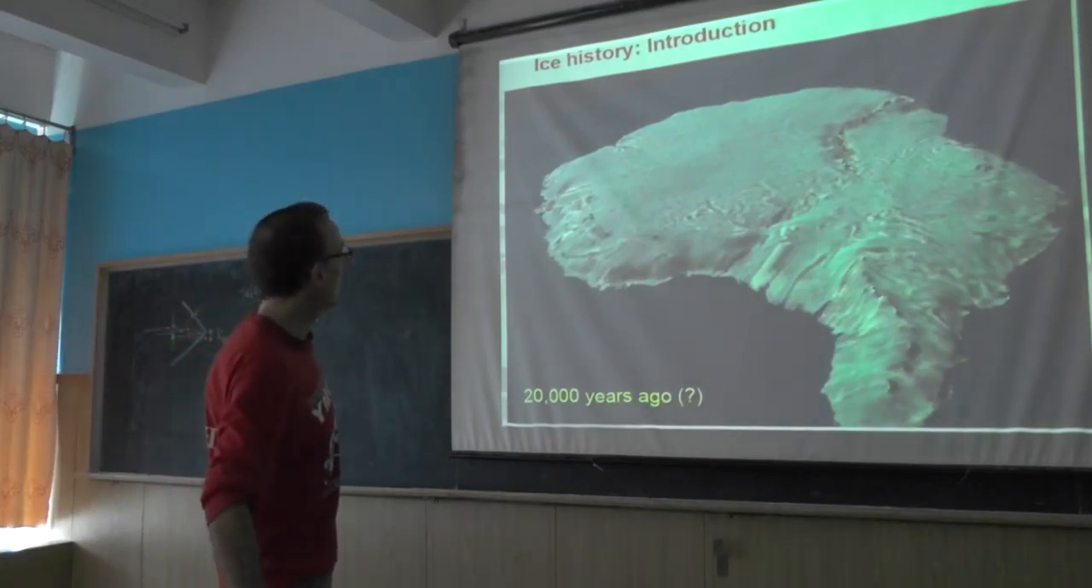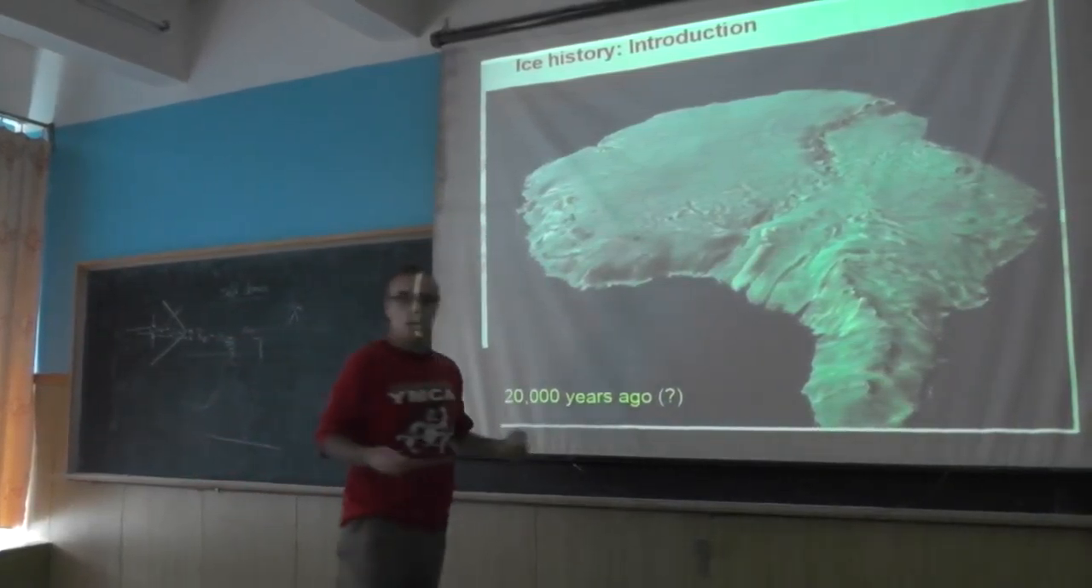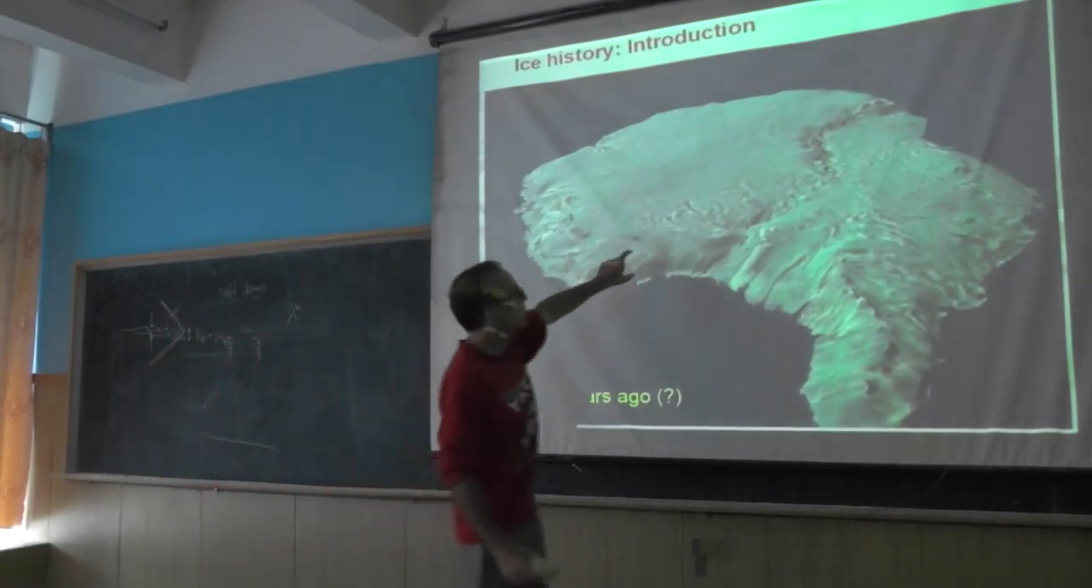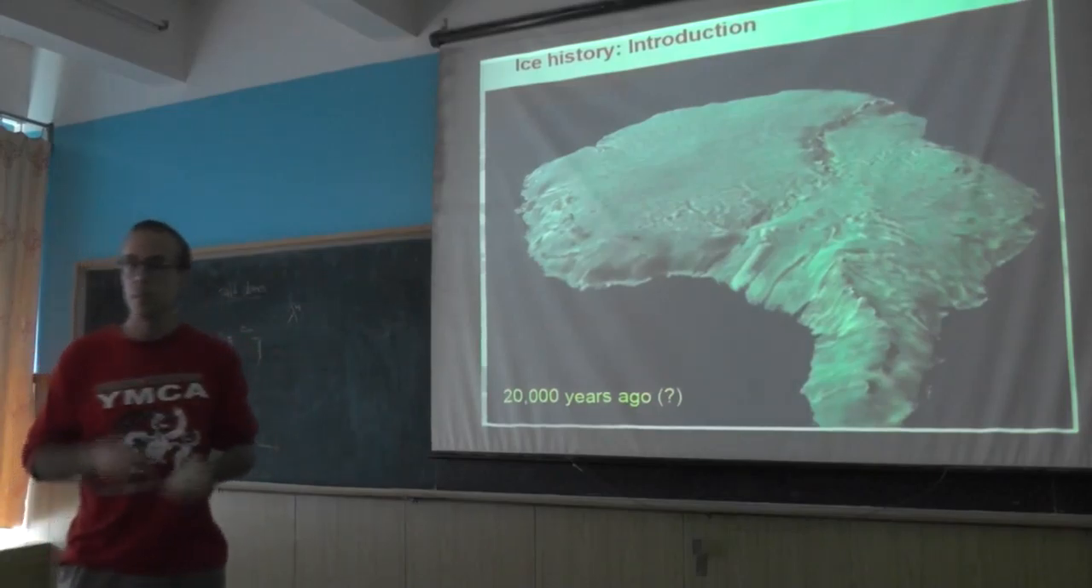All right, so this is what Antarctica looked like 20,000 years ago at the peak of the last glaciation. The ice thickness at that time was probably around 8 kilometers thick.